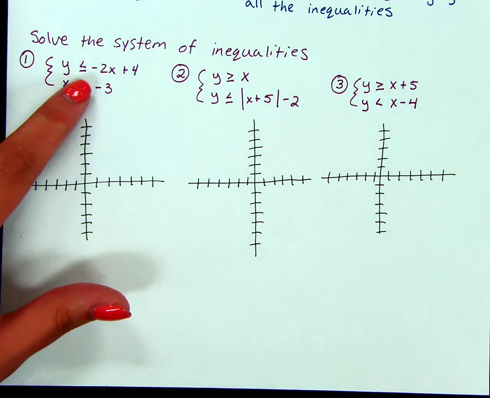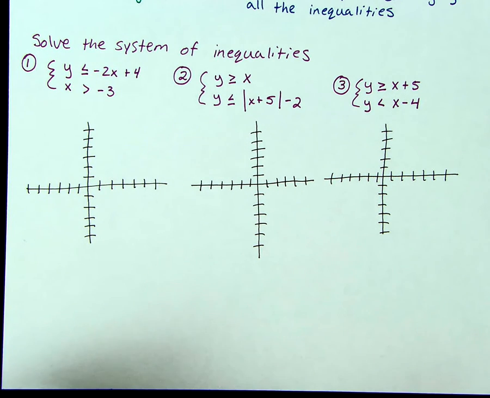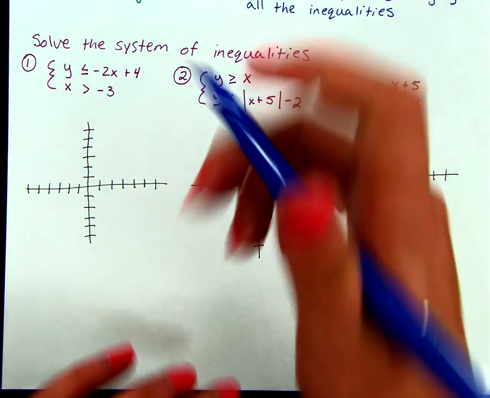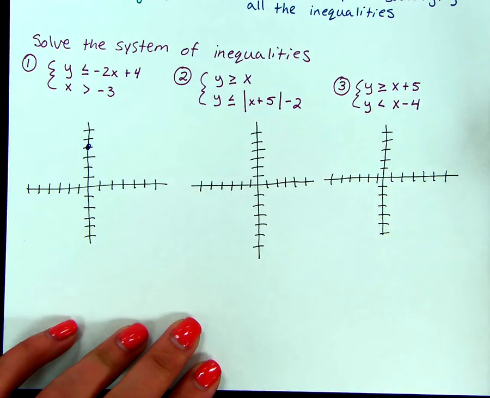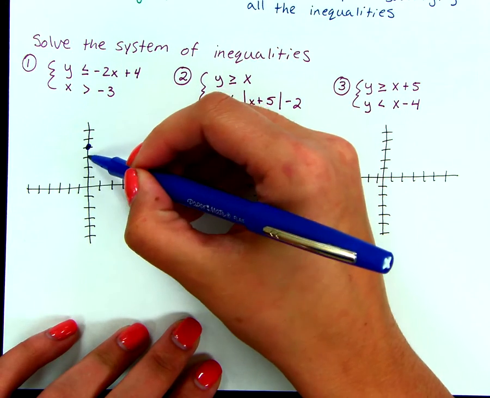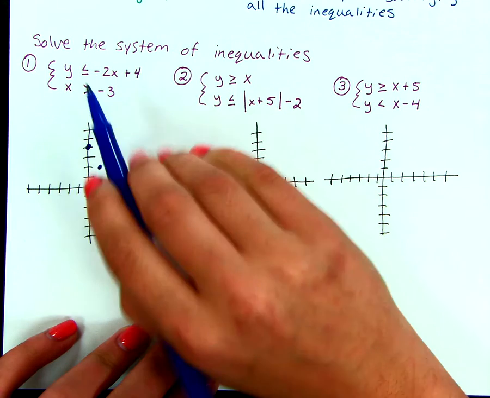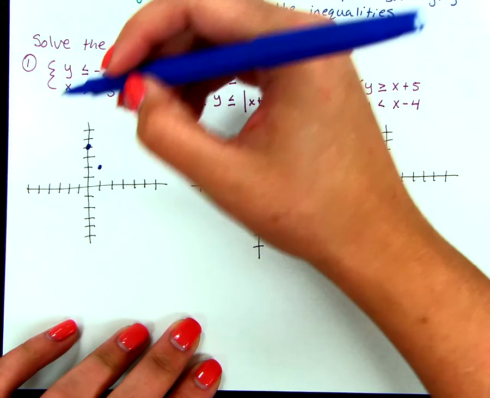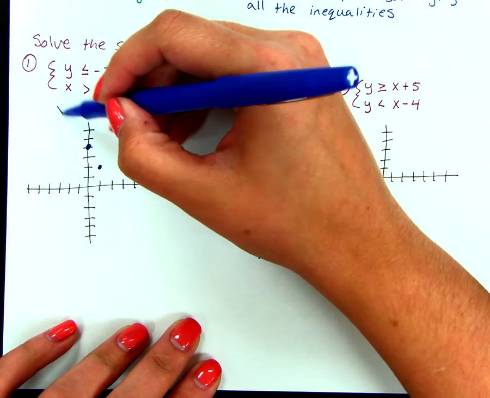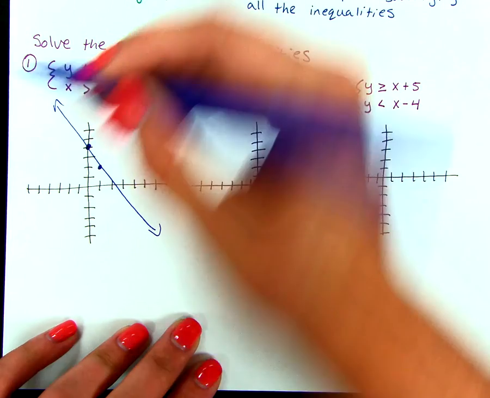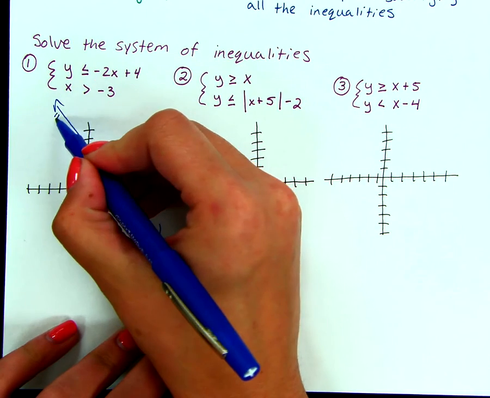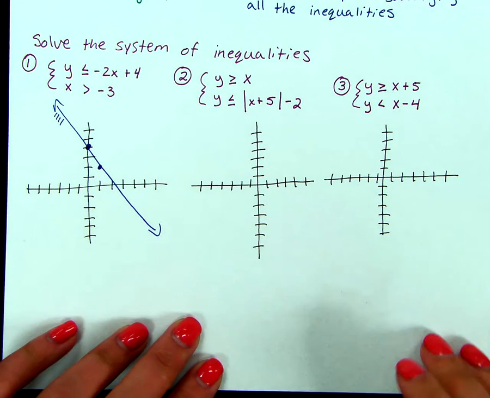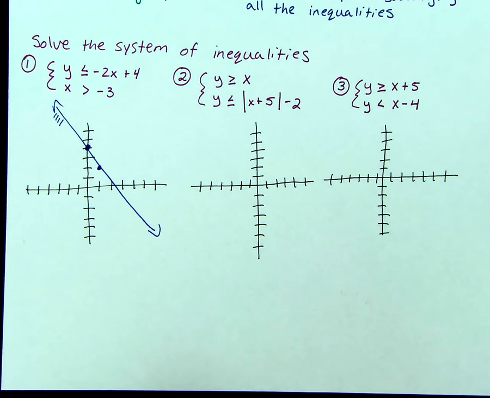So it looks like our first equation in problem 1 is a linear equation. So we are going to go up 4, put our first point. So 1, 2, 3, 4. Our slope is -2, so down 2, right 1. We're going to have a solid line because there's a bar underneath. And since it is less than, we would shade below. So I'm just going to put a couple little dashes below the line to remind myself of that.